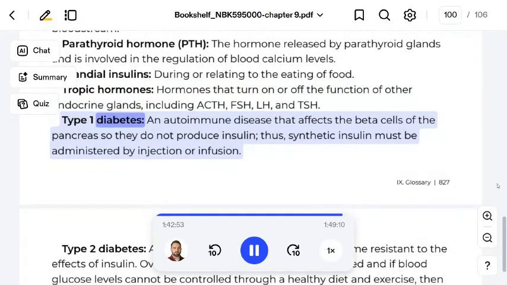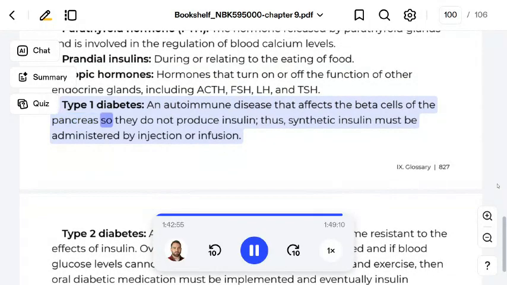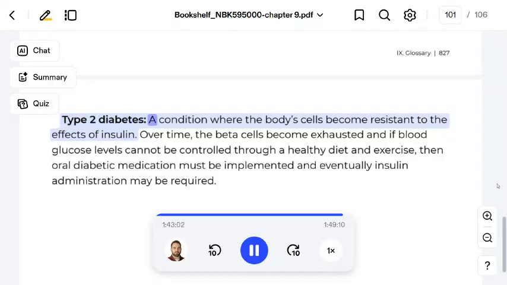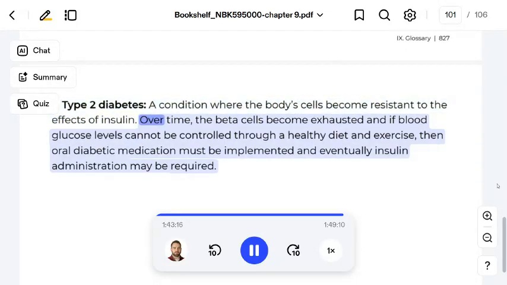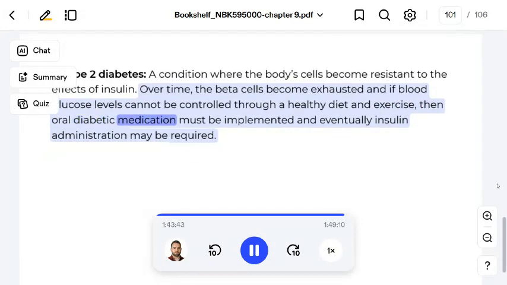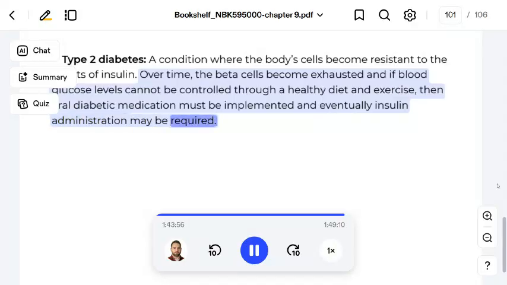Type 1 diabetes: an autoimmune disease that affects the beta cells of the pancreas, so they do not produce insulin. Thus, synthetic insulin must be administered by injection or infusion. Type 2 diabetes: a condition where the body cells become resistant to the effects of insulin. Over time, the beta cells become exhausted, and if blood glucose levels cannot be controlled through a healthy diet and exercise, then oral diabetic medication must be implemented and eventually insulin administration may be required.